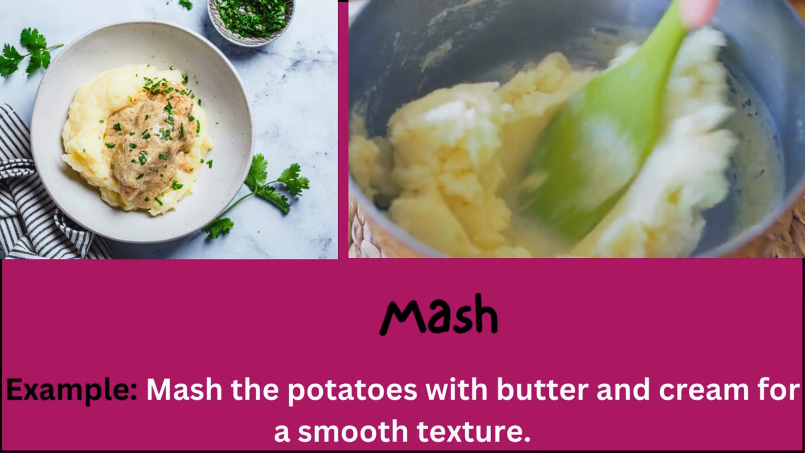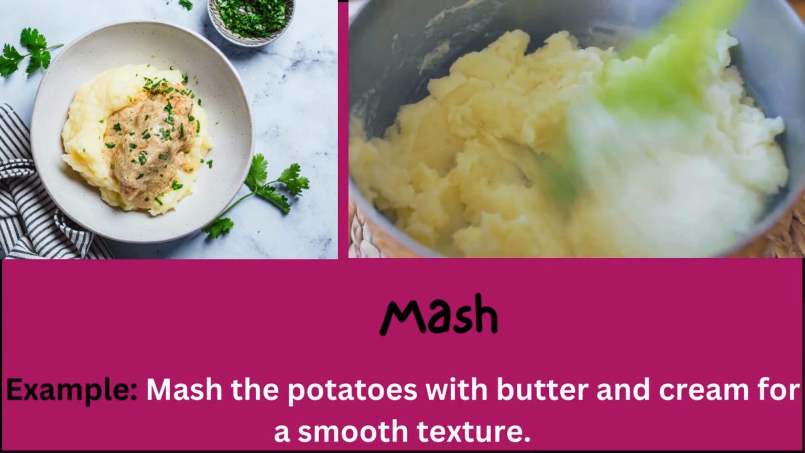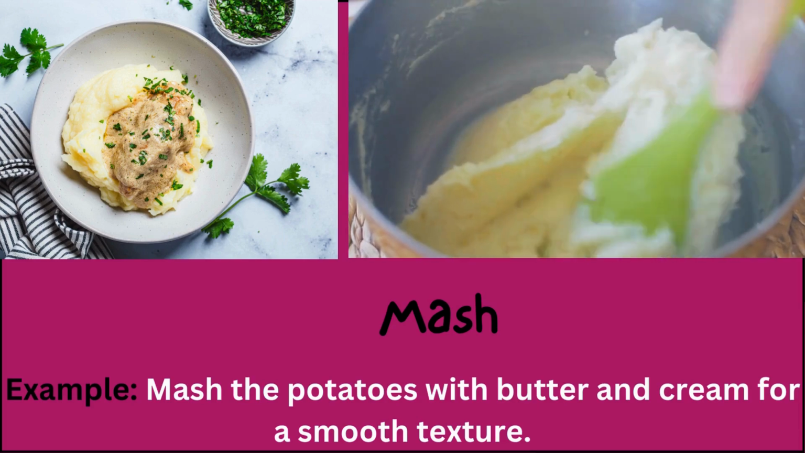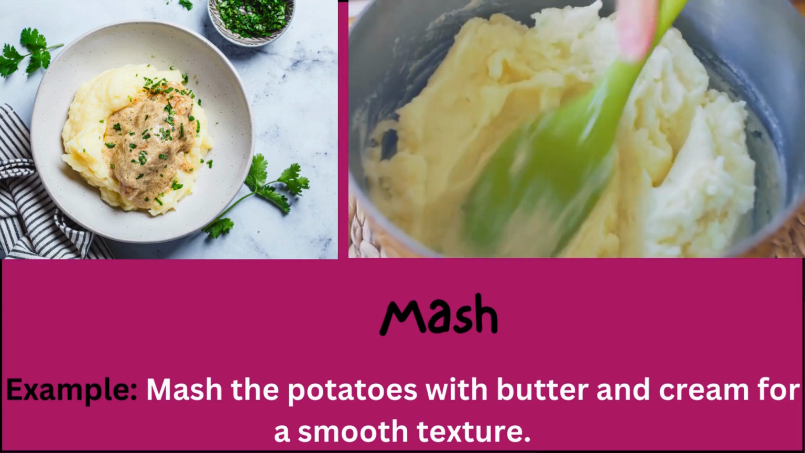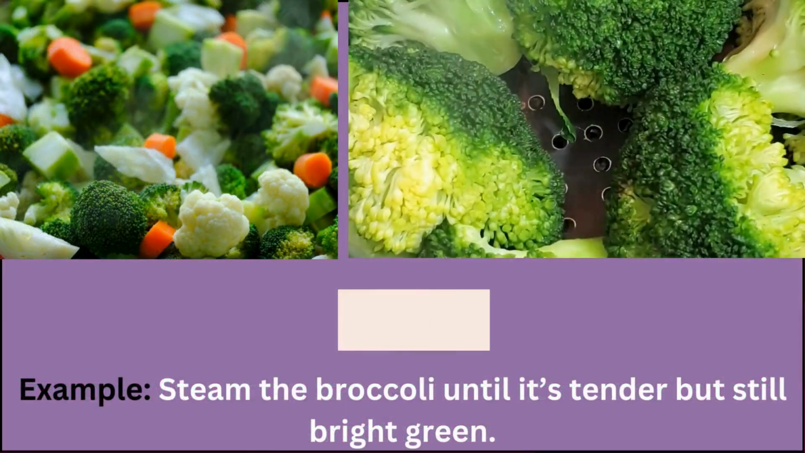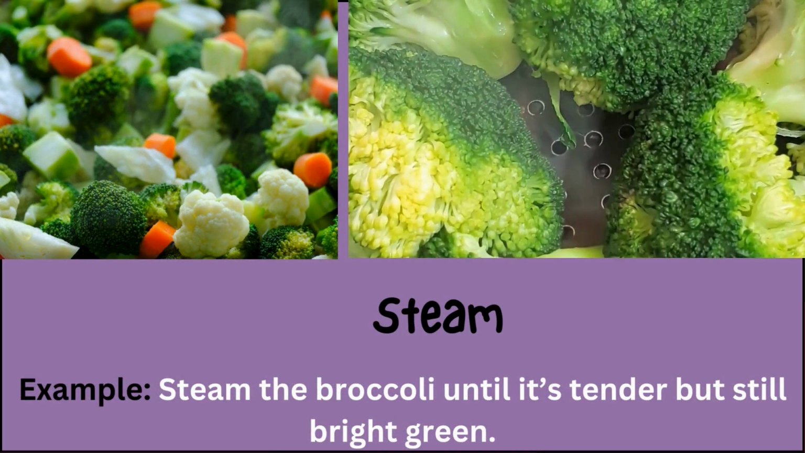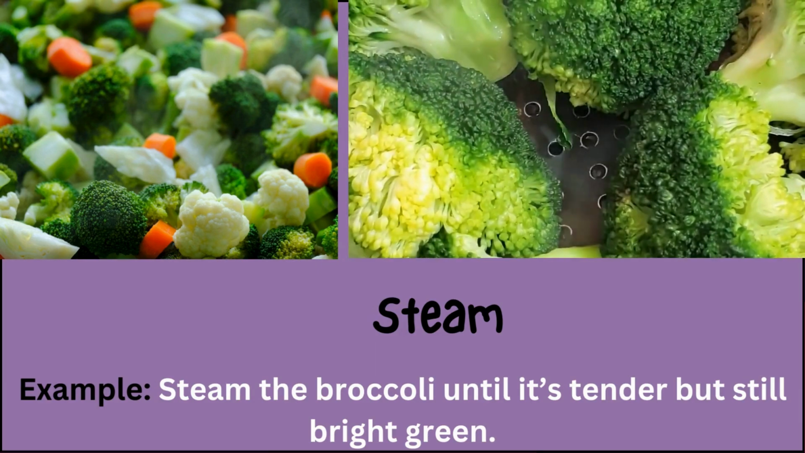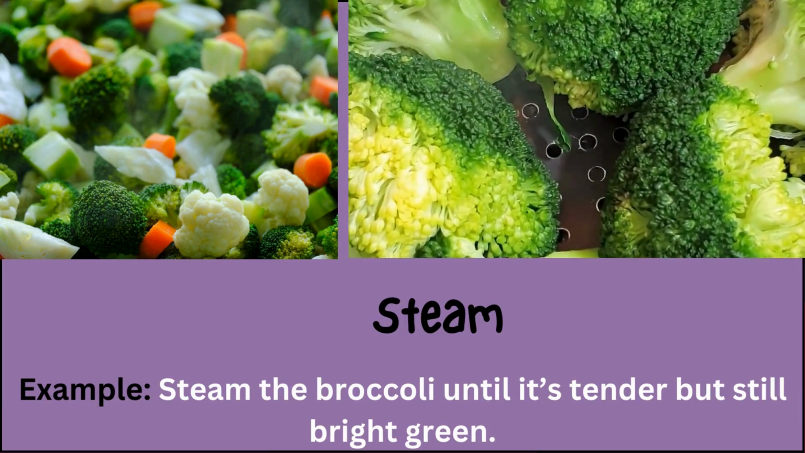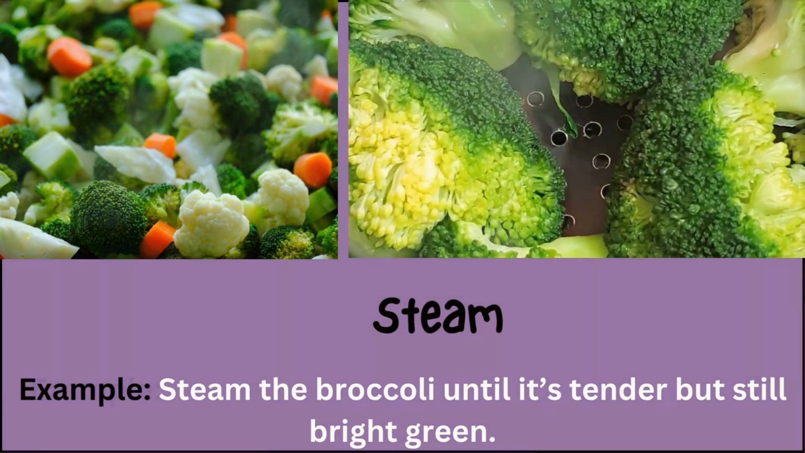Mash. Example, mash the potatoes with butter and cream for a smooth texture. Steam. Example, steam the broccoli until it's tender but still bright green.